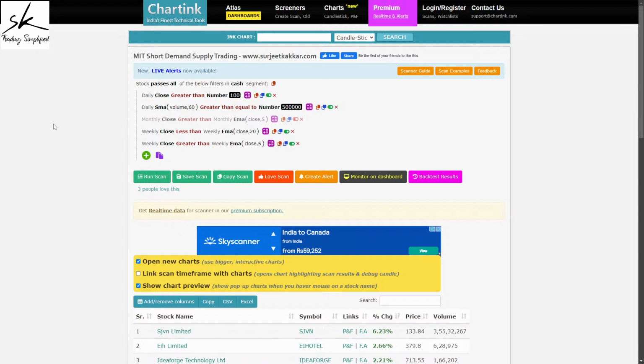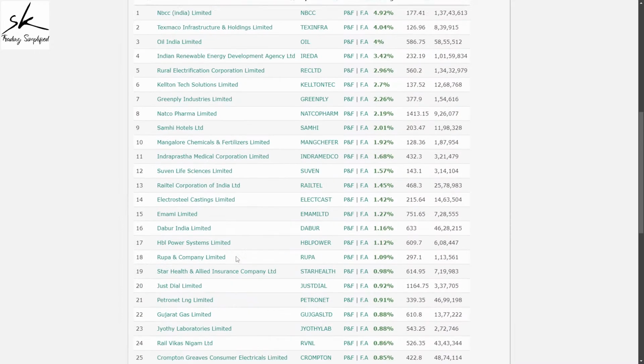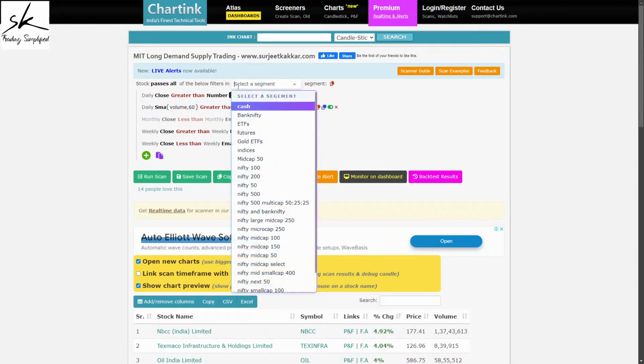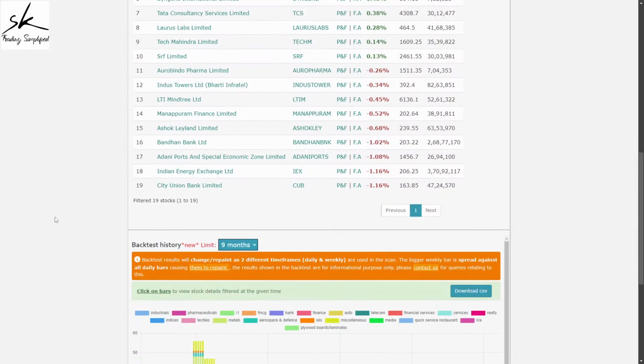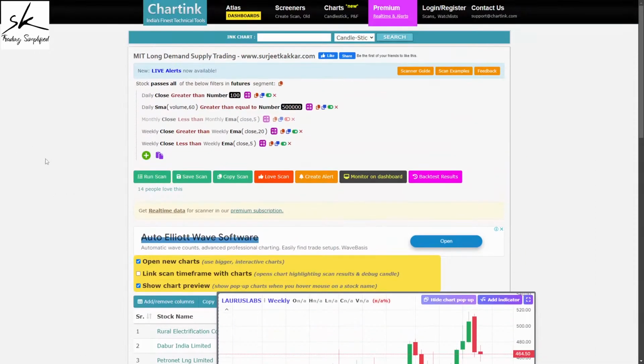Now, if you feel the list is still big, and you want to filter it further, you can use different filters. Simple example, I can say, okay, I don't want the cash segment, I only want the ones which get traded in futures. I'll run the scan, and you can see from 108 now I'm down to just 19 symbols. So yes, you can use different filters.